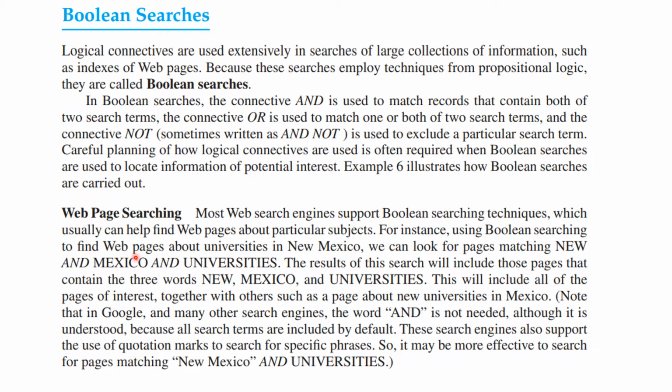This will include all of the pages of interest together with others that we really don't want, such as a page about new universities in Mexico. Note that in Google and many other search engines, the word "and" is not needed. It is understood because all search items are included by default. These search engines also support the use of quotation marks that search for specific phrases. So a more effective way to do this would be "New Mexico" in quotes and universities.